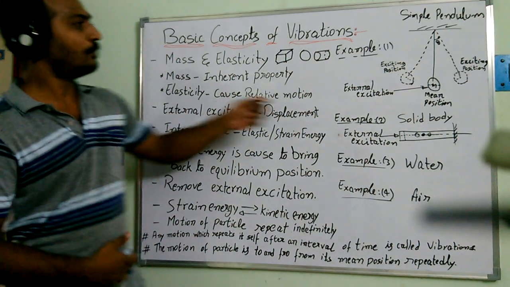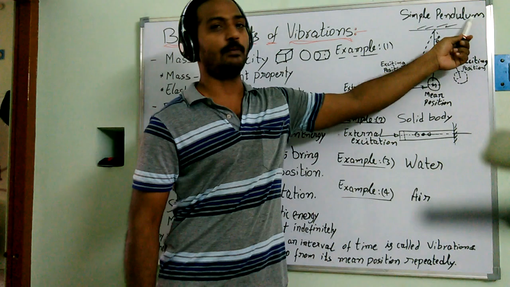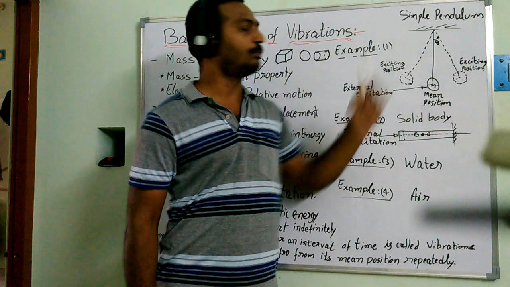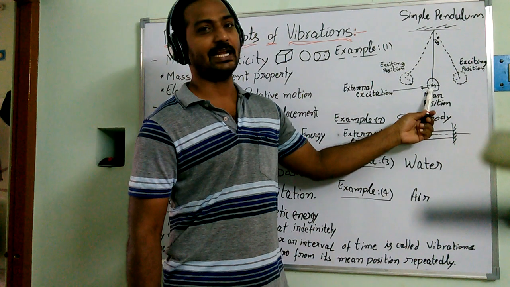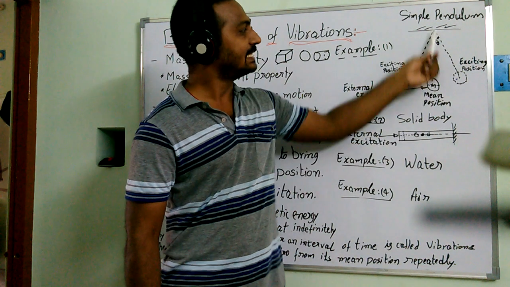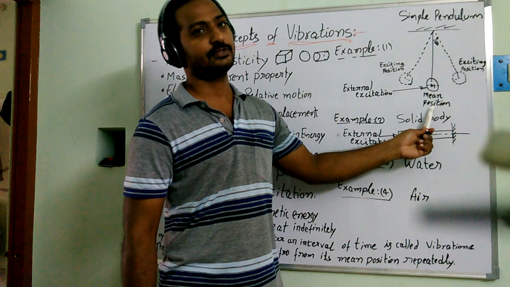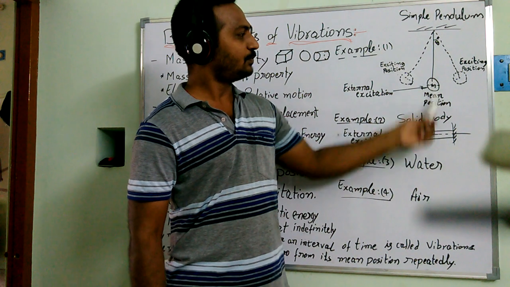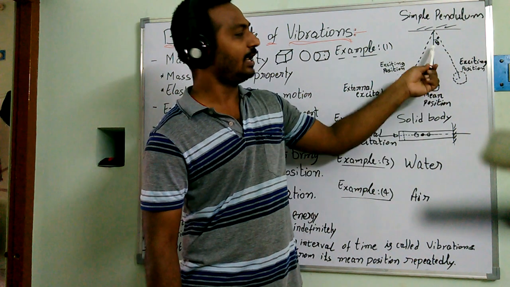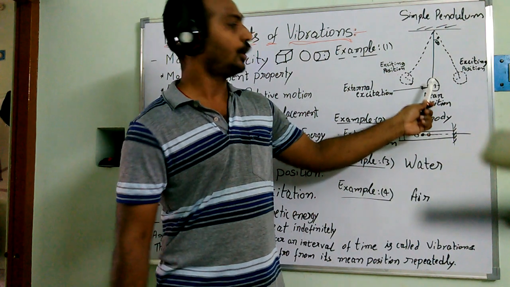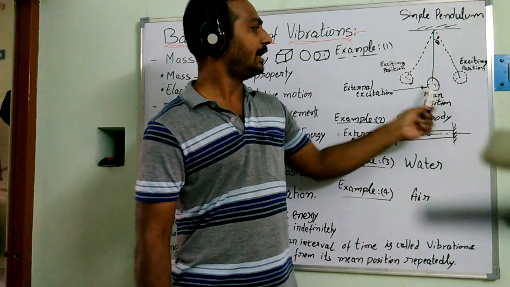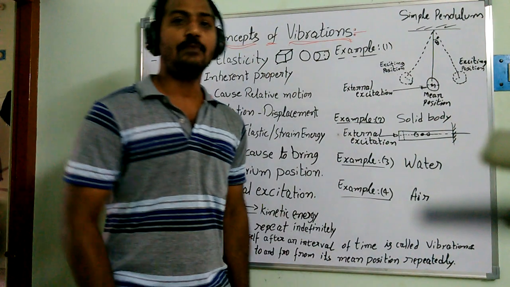For this, I am going to bring one example, the simple pendulum. This is a well-known example, right? Here I am taking a string with a mass attached. I consider this the mean position of the system. In the mean position, the tension in the string acts in the upward direction and the weight of the ball acts in the downward direction, right? So the system is in the equilibrium position.